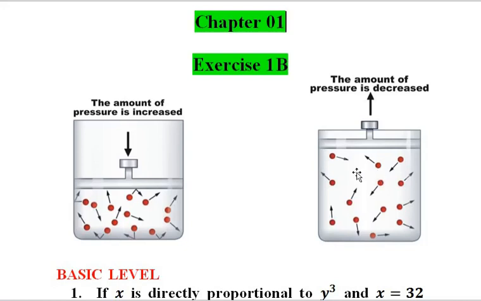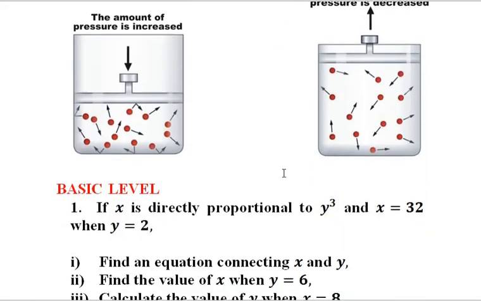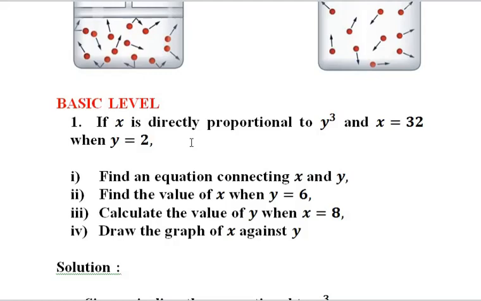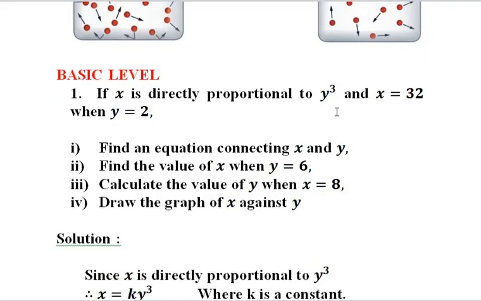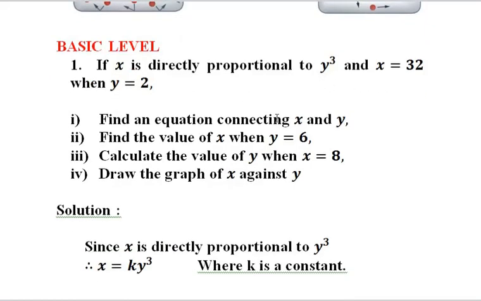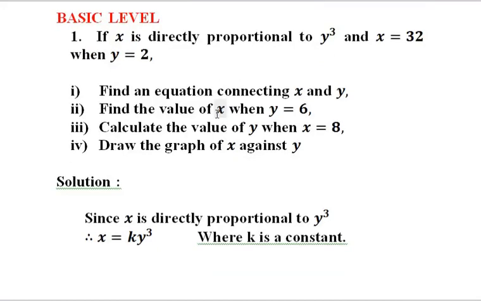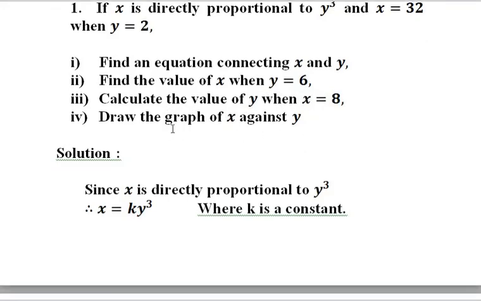So now let's begin solving question number 1 from exercise 1b. The statement of the question is, if x is directly proportional to y cube and x equals 32 when y equals 2. Find an equation connecting x and y. Find the value of x when y equals 6. Calculate the value of y when x equals 8 and draw the graph of x against y.